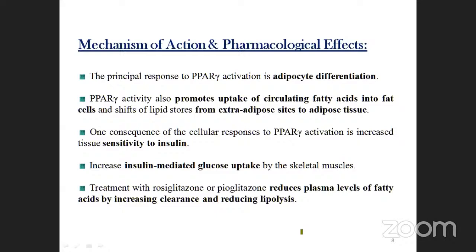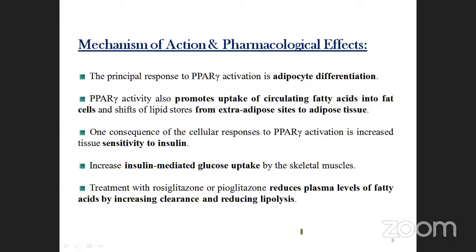Third point is that one consequence of the cellular responses to PPAR gamma activation is increased tissue sensitivity to insulin. There are lots of pathways, but the end result is basically in the skeletal muscles, which have a number of insulin receptors on the cell membrane, that is the tyrosine kinase receptor. If you are taking a PPAR gamma agonist for a long time, it has been observed the insulin receptor takes up the insulin in a better way.